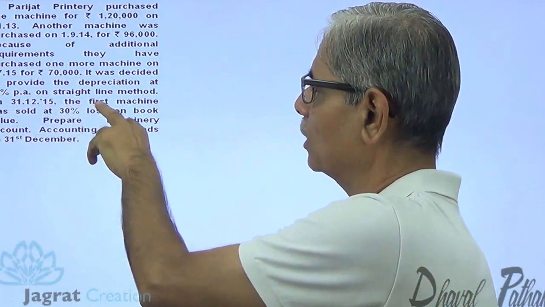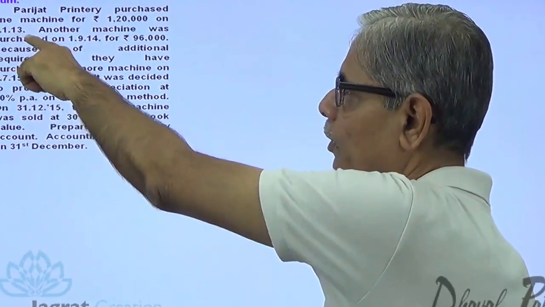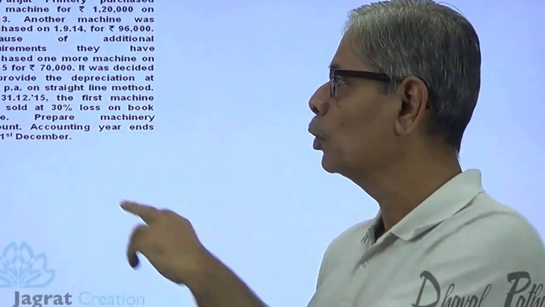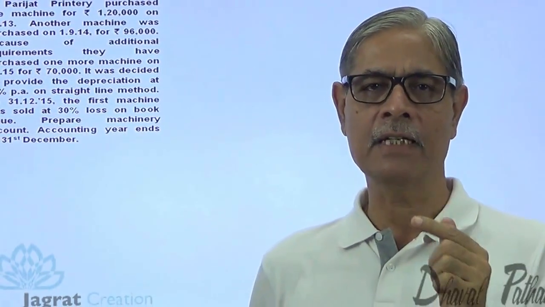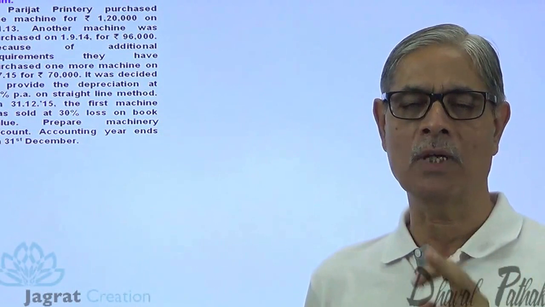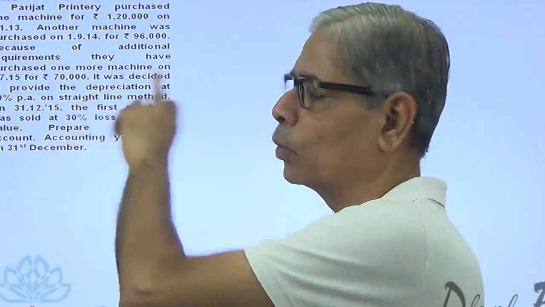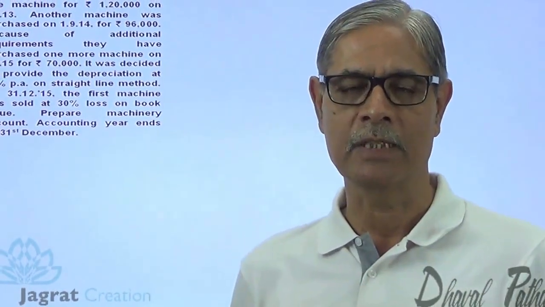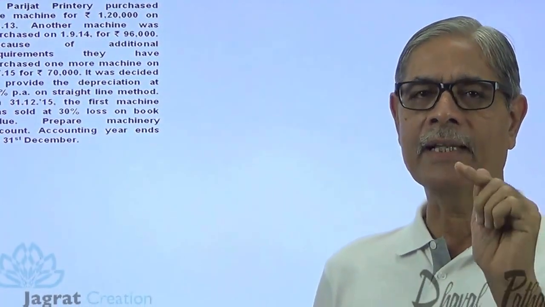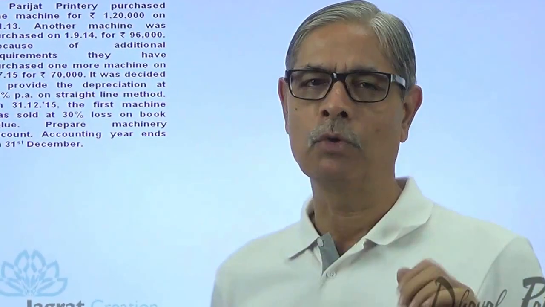On 31st of December 2015, the first machine is sold at 30% loss on book value. So first machine purchased on 1/1/2013, sold on 31st of December 2015. So first machine is used in the business for 3 years. Which are 3 years? One, 2013, second, 2014, and third, 2015. And that too in 2015, it has been sold on the last day of the year. So we are required to provide depreciation on first machine by straight line method for 3 years. And at the end of the third year, the first machine is sold at a loss of 30% on book value.